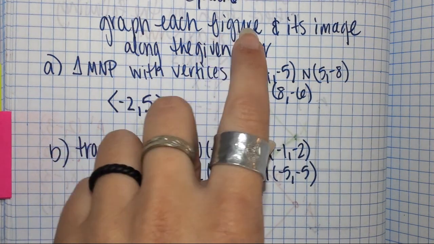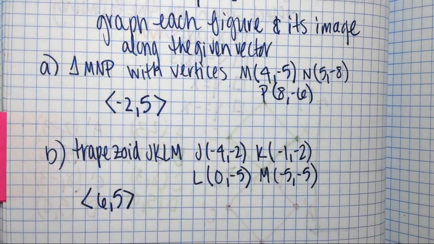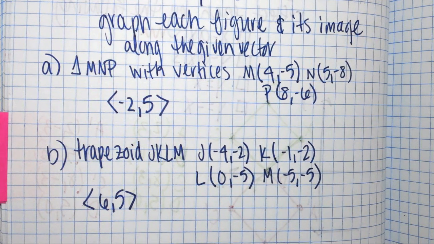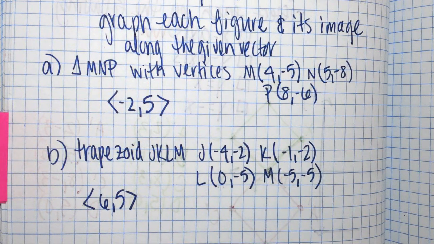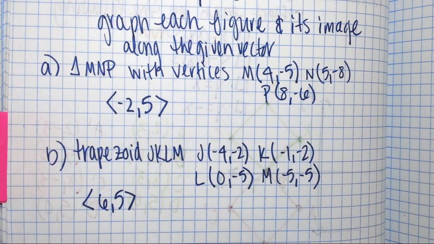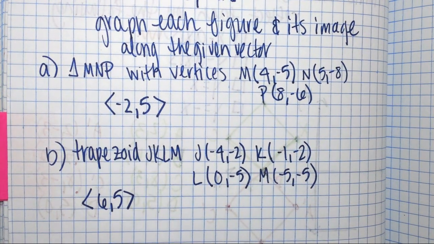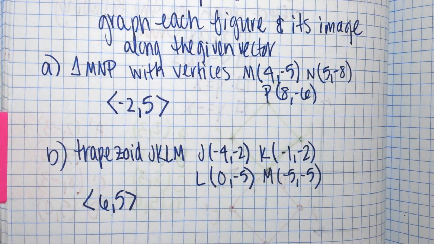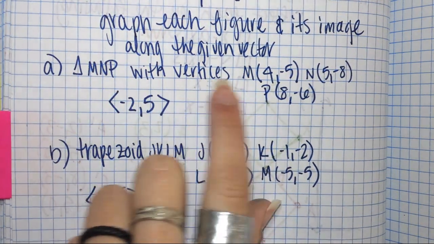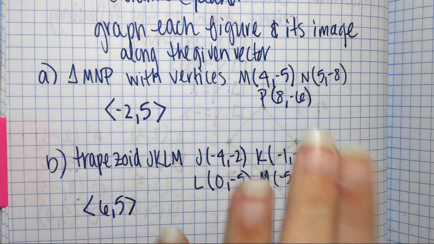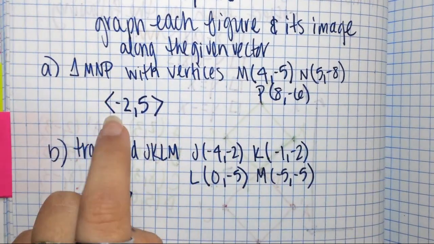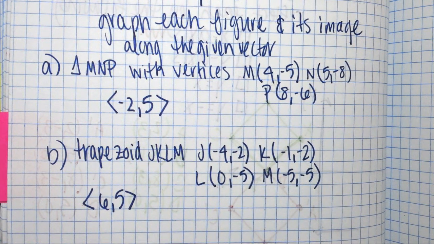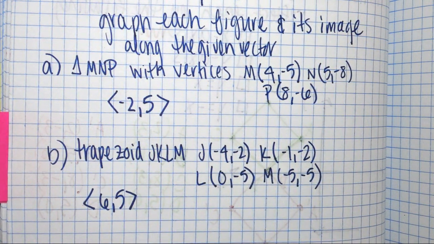It says graph each figure and its image along the given vector. Okay, so what I want you to do for your homework is write the new coordinates just like we did in the notes. This is our given stuff. And then I want to see the new coordinates for your image using this vector. And what else do you have to do? Graph it. You have 10 minutes, so do it now.